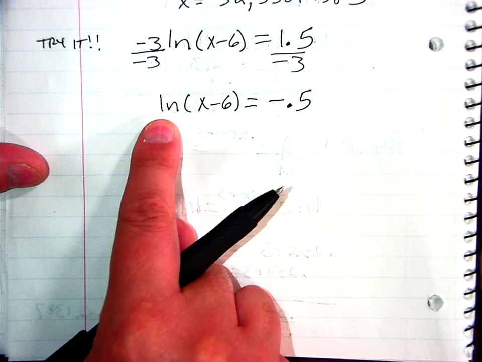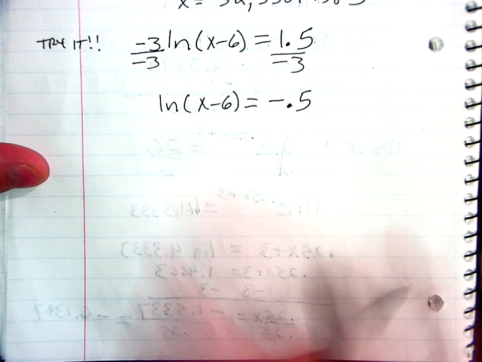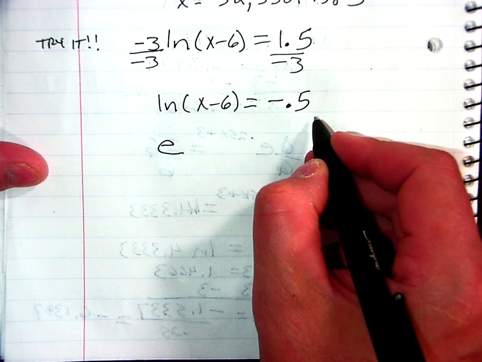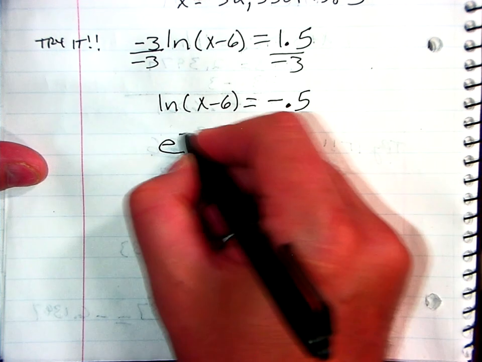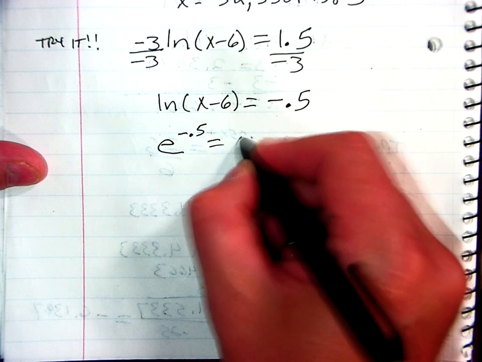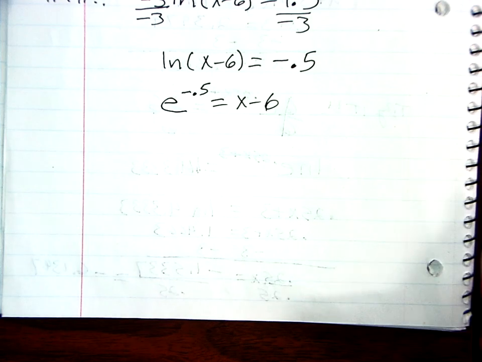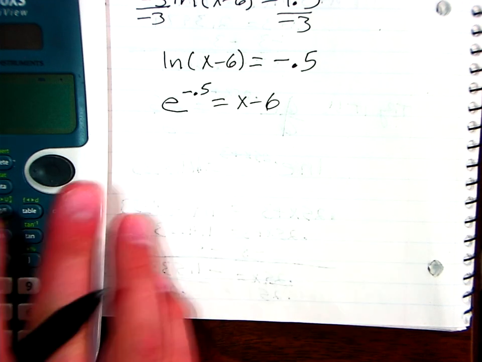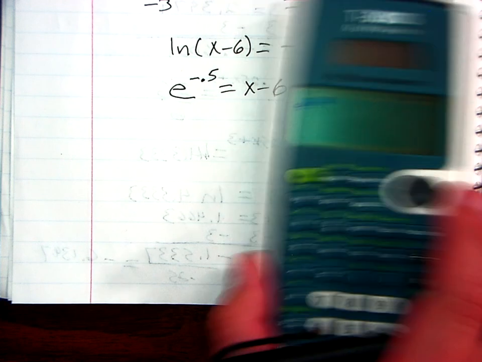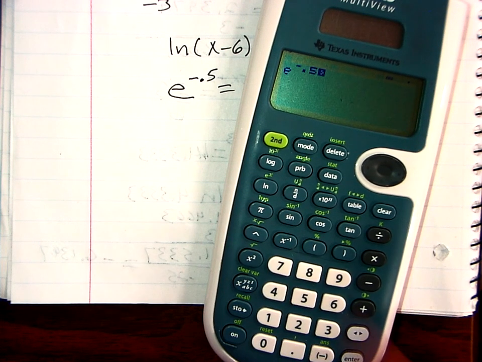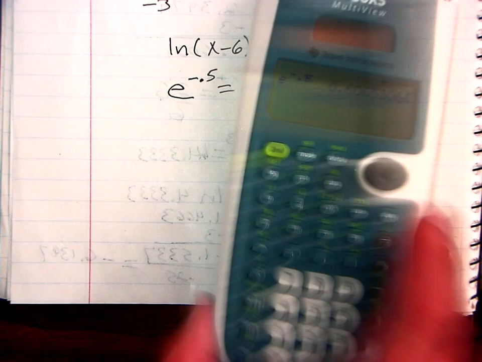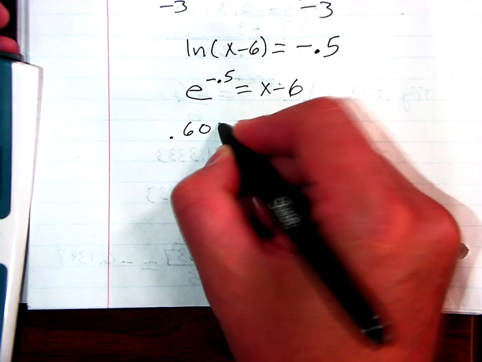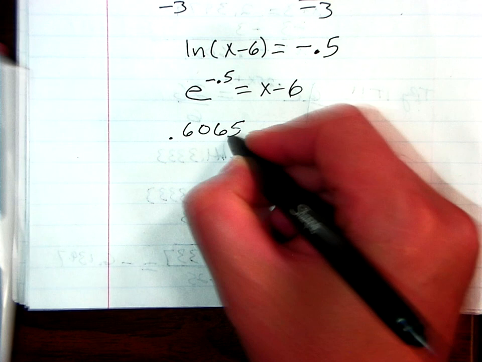We need to get rid of the log because we only have one of them, so then we do base e, and then what happens to the x minus 6 and the -1/2? They swap sides. I plug that into my calculator, second ln, which gives me the e flashing. I know you can't see it, but it is. -0.5, and then I hit enter. It's 0.6065.